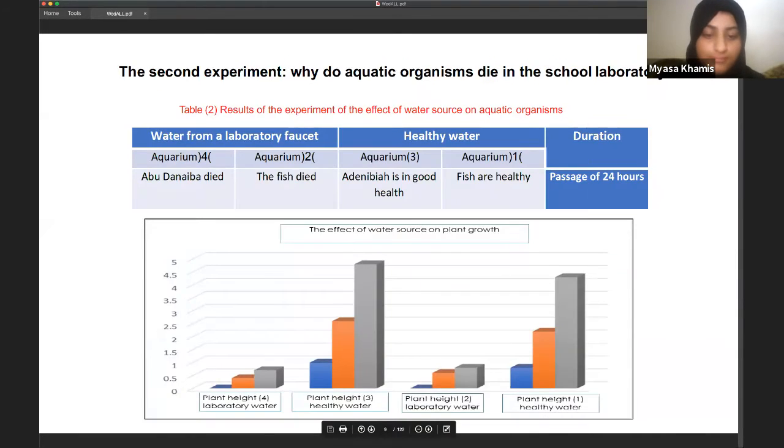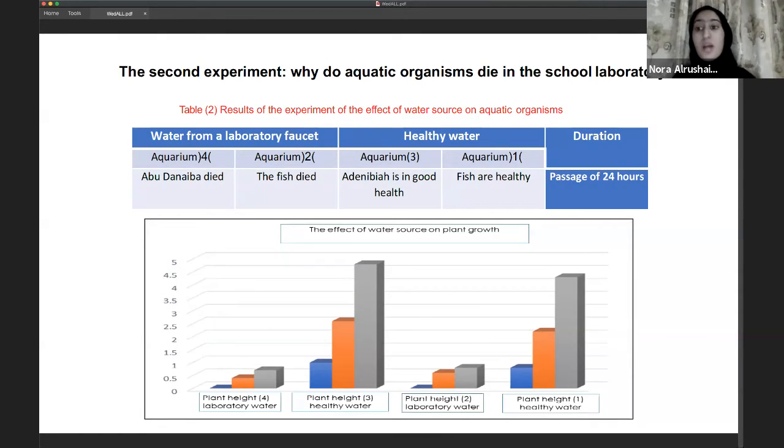The second experiment, why do aquatic organisms die in the school laboratory? You can see the tadpole and the fish who lived in the healthy water were in good health, but those who lived in laboratory water died. And you can see the chart shows the effect of water source on plant growth. As you see, the plants which were watered by healthy water grew taller than plants which were watered by laboratory water.